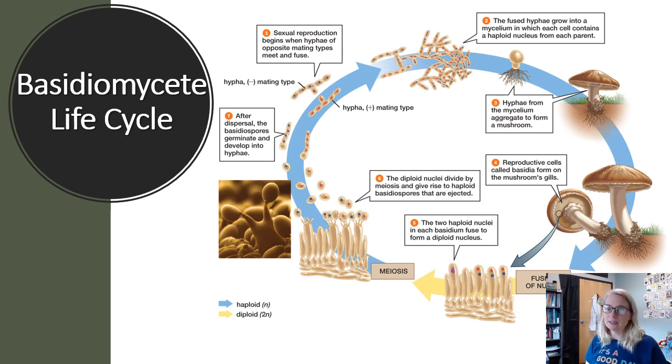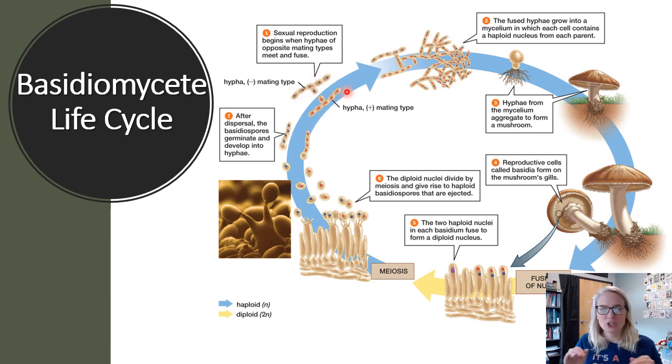So basidiomycetes, how they do their sexual reproduction in this case. So we're going to start with step 1. So we have, again, negative and positive. We don't really have male and female in the same context that we see in other sexual reproduction. So the negative is the blue, the positive is the red.